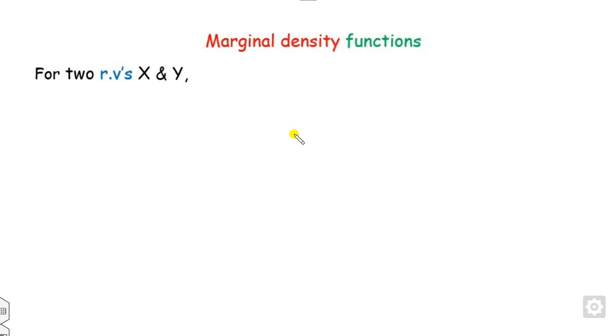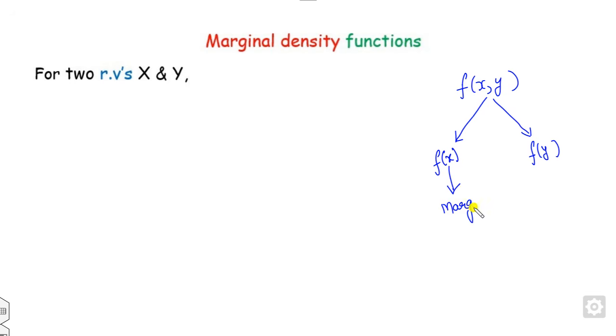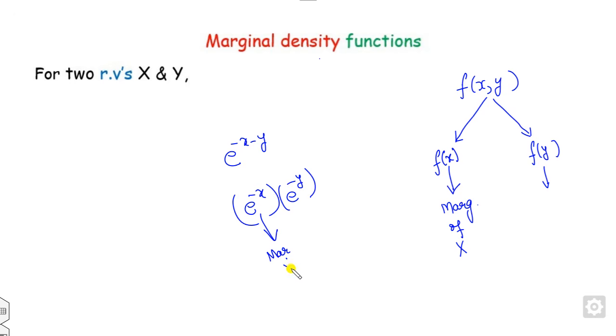Once you have this, what is the meaning of the marginal density function? Since you have a function of x and y, your target is to construct from this f of x comma y a function which depends totally upon x, and a function which depends totally upon y. The function which depends only on x is called the marginal density function of x. On the other hand, if you construct a function of y, like if my function is here, I can write this function simply in this form. So this is the marginal density function of x, and this is the marginal density function of y.